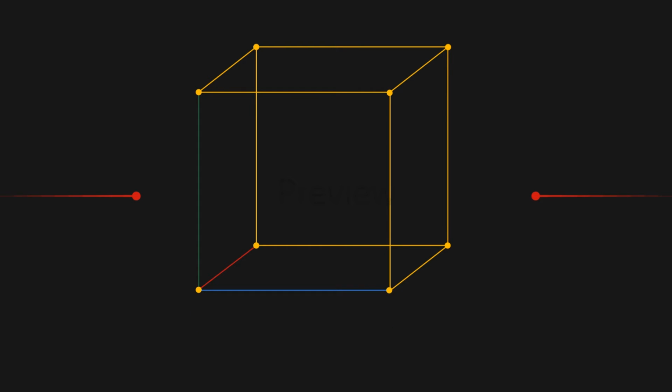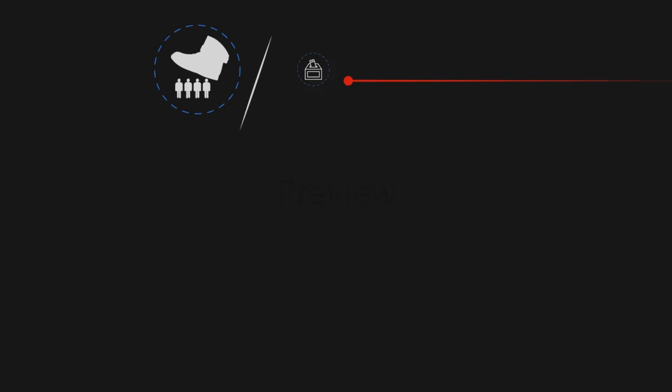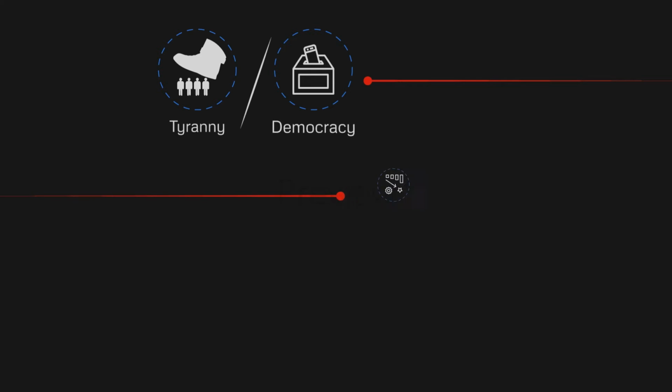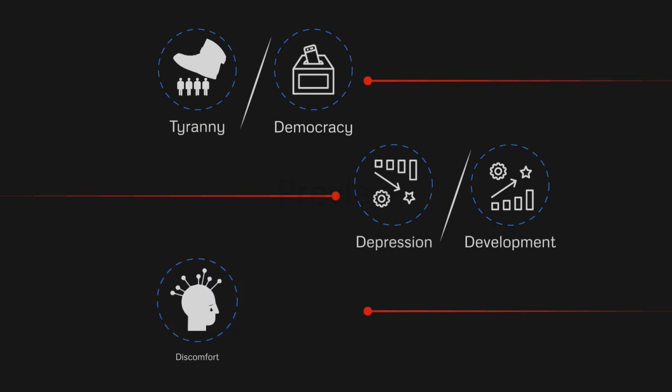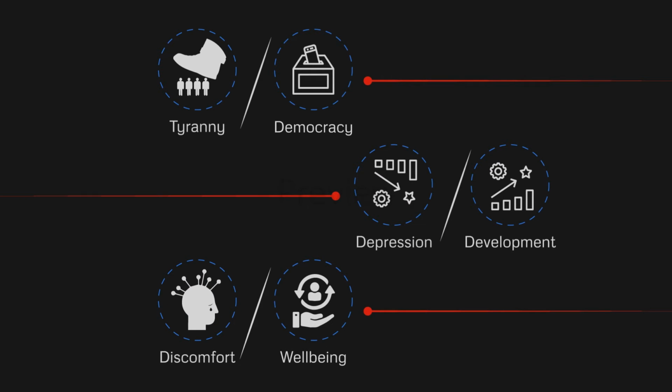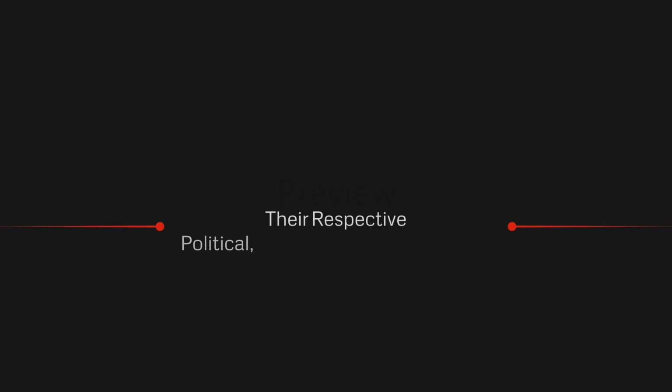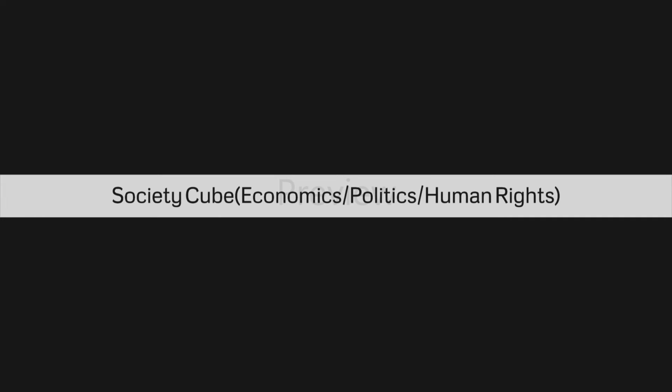The economic axis Y has depression on one side and development on the other. The social axis Z has discomfort on one side and well-being on the other. The six extremes, tyranny, democracy, depression, development, discomfort, well-being, are the chaos and order of their respective political, economic, and social cubes. Society equals F, economy, politics, social.